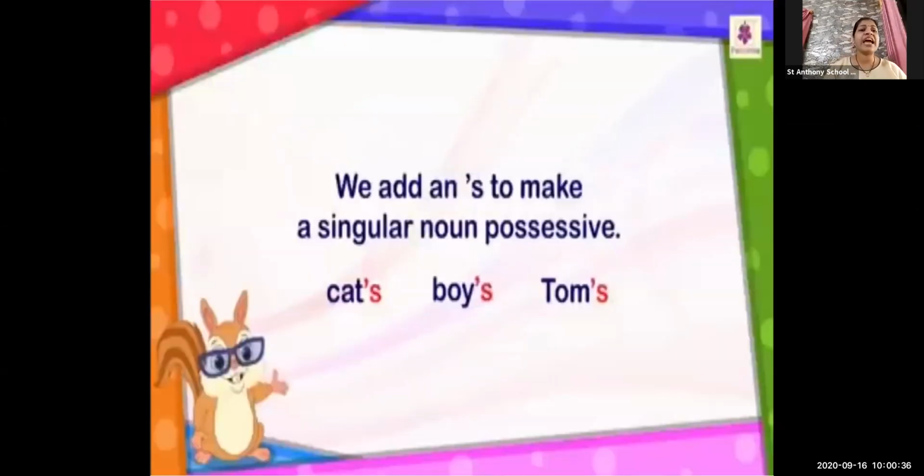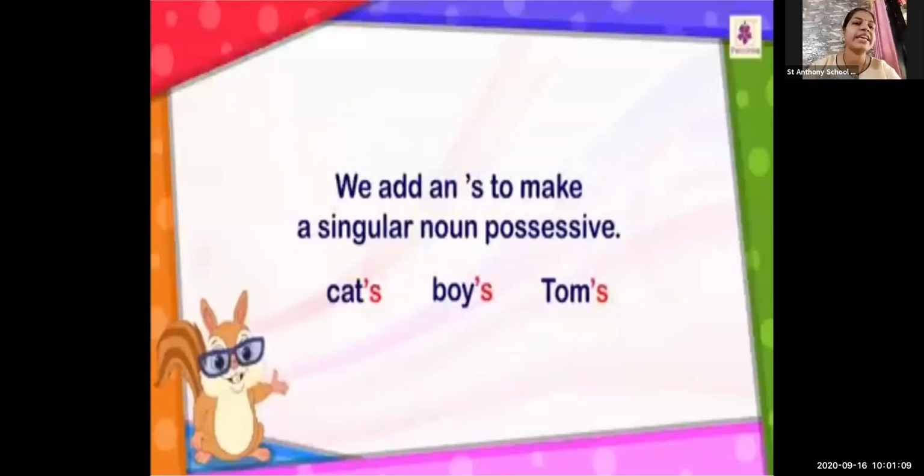Now we add an apostrophe s to make the singular noun possessive. As we have seen in the examples, singular means only one cat is there, only one dog is there, only one person or only one boy is standing over there. So for a singular person, we put an apostrophe s after the name. After Natasha I put apostrophe s. After then I have put apostrophe s.